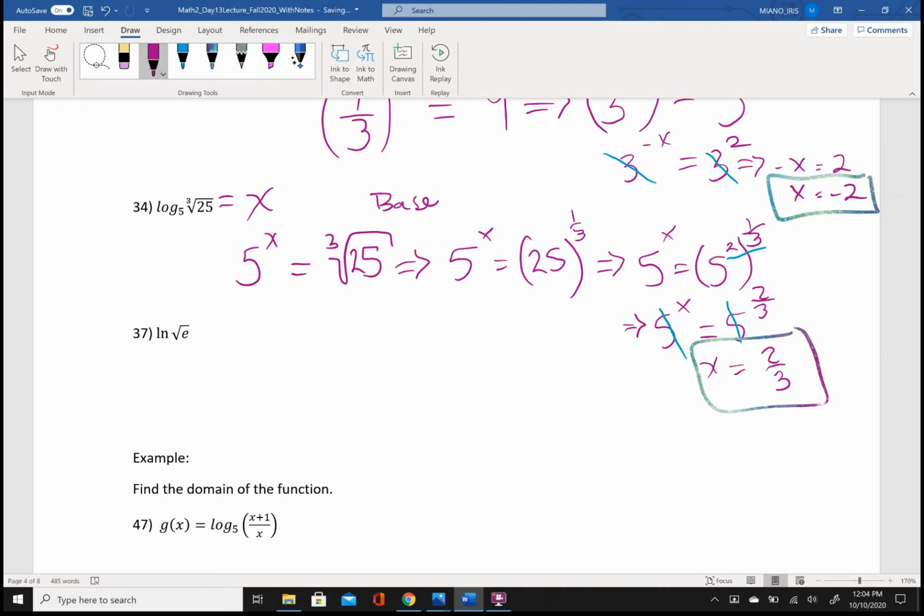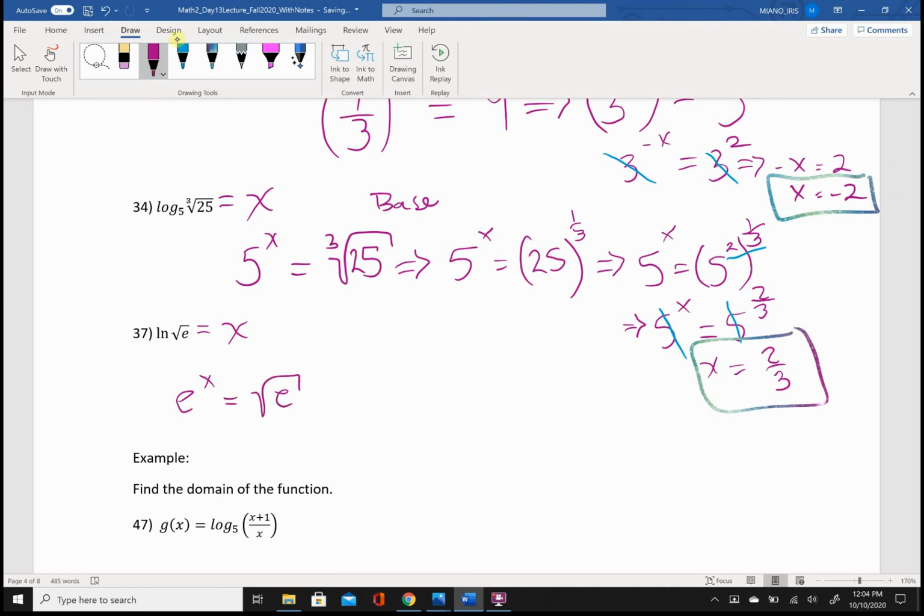Okay, last one in this set. Let's do the first step that we've been doing all along. Set it equal to x and convert. Now, it's a natural log that we're dealing with here, so that's a log base e. So that'll be e to the x, right? Because the log is always equal to the exponent, is equal to the argument, which is square root e.